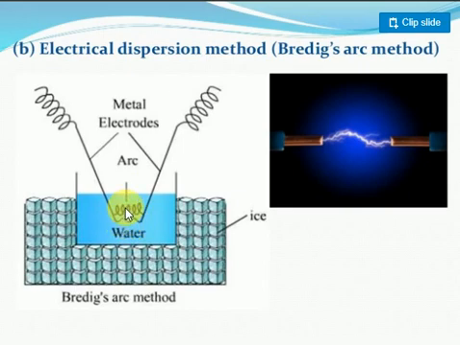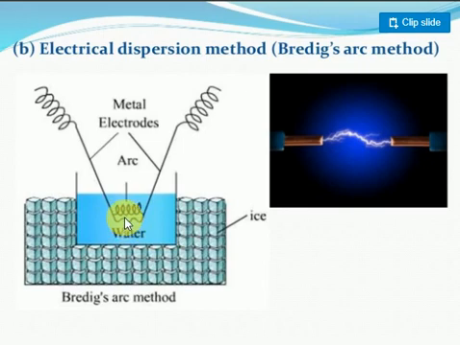Water becomes vaporized. When the water becomes vaporized, along with the water, a small amount of the metal particles is vaporized and then condensed. Then small gold particles come into the colloidal size range. That's called the Bredig's arc method. Once again, here there is an ice bath, and here they take the colloidal solution with small gold particles, not yet in the colloidal range. When you pass electricity, an arc is generated, and this arc produces high temperature.